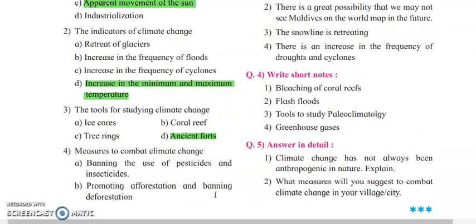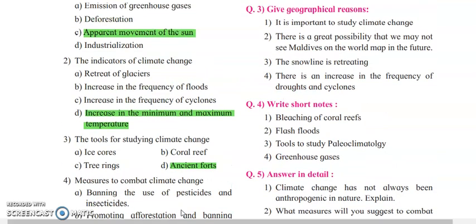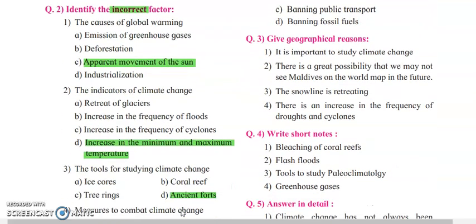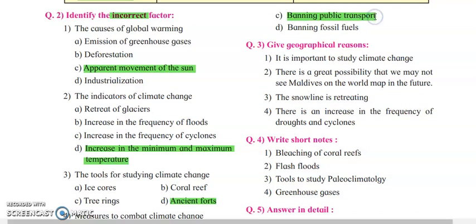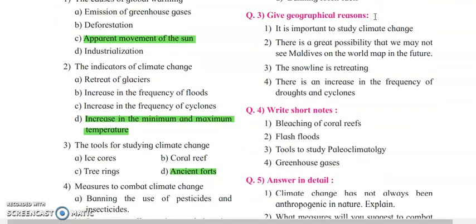Next is measures to combat climate change. Banning the use of pesticides and insecticides, promoting afforestation and banning deforestation, banning public transportation and banning fossil fuels. Which are the measures to combat the climatic change? So the answer is banning public transportation, because it is going to have less impact as compared to all others. Okay. Next is question number 3.